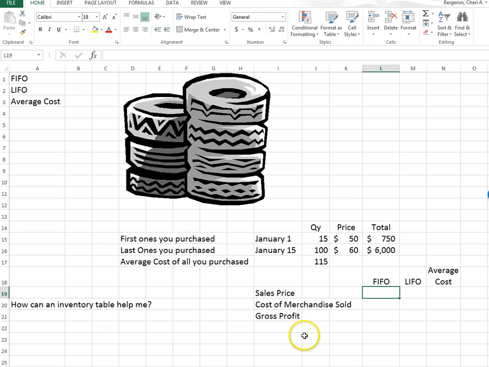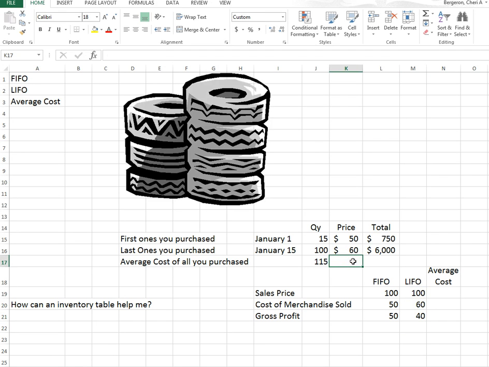If I'm doing the first in, first out method, which is, by the way, what most companies choose to use in the United States, then let's say that we sell a tire for $100. If I assume that I sold my first tire in, the price would be $50. That's the first tire that I had purchased, and therefore my gross profit would be $50, 100 minus 50. If I were to use LIFO, that means I'm going to use the cost from my last in tire, which is $60. I would still sell it for $100, but my cost of merchandise sold would be $60, and then my gross profit would be lower.